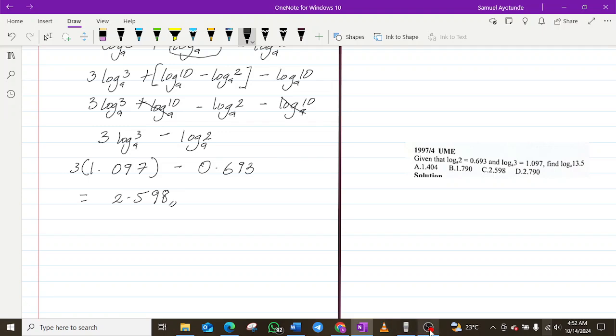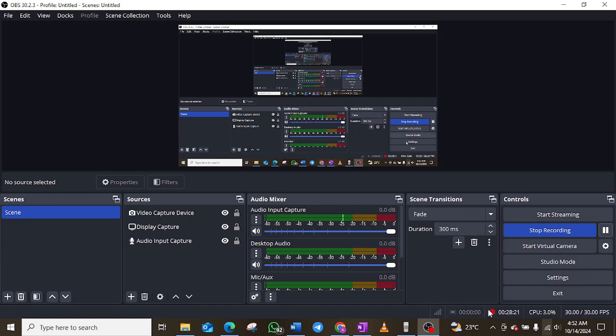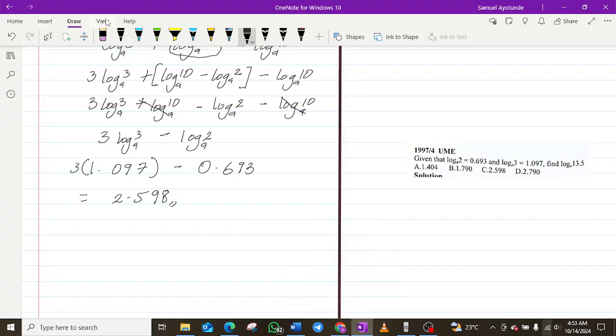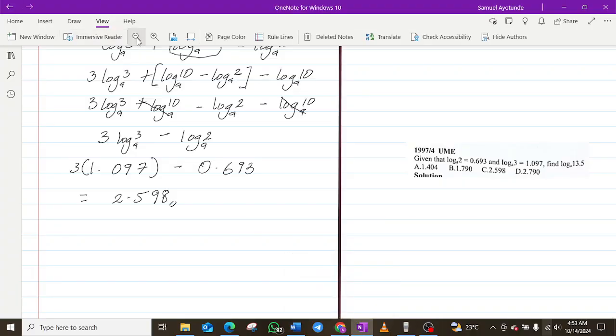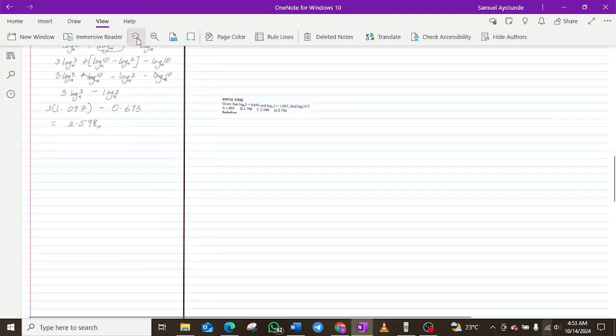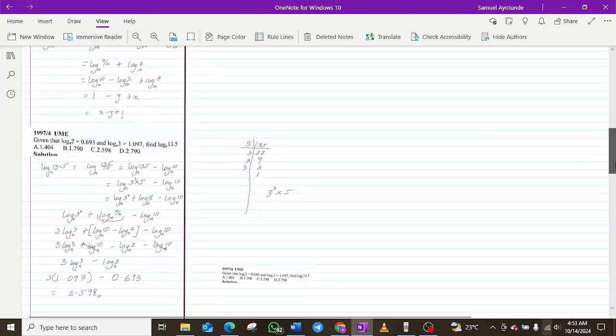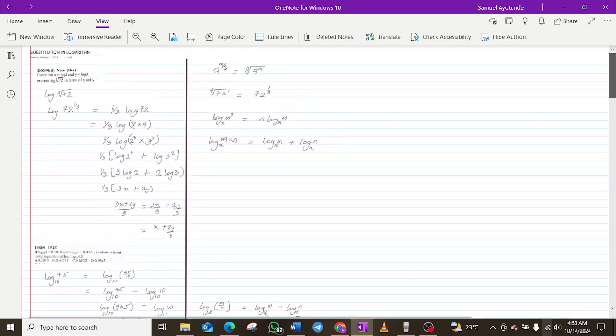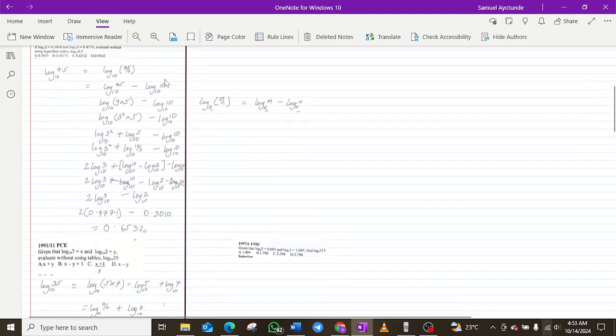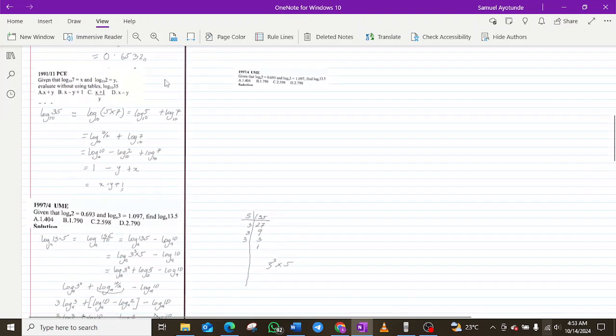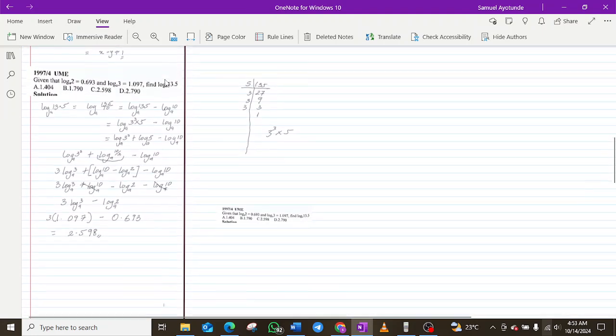So we will stop here. Let's look at the things we have done today. We have done substitution, and we took these examples. I hope we can substitute in a logarithm expression now. It's very easy and straightforward.